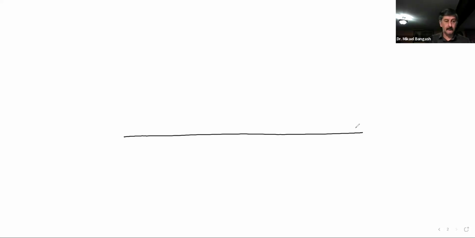This is a platform. Somebody was standing here. You may see that the train is approaching.